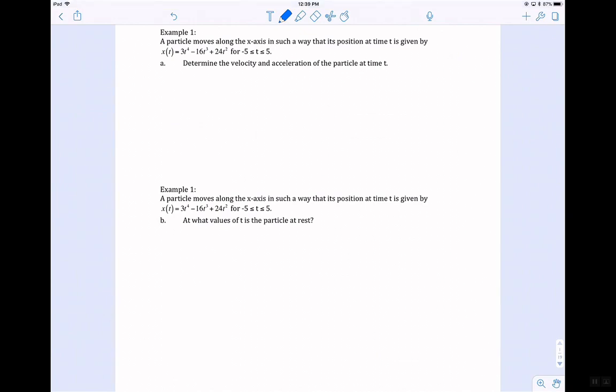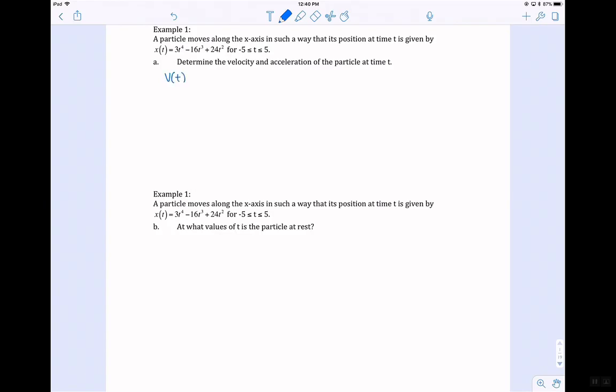A particle moves along the x-axis in such a way that its position at time t is given by that equation from -5 to +5. Determine the velocity and acceleration of the particle at time t. So velocity and acceleration of the particle, I want to take the derivative. So remember that the derivative of position is velocity and the derivative of velocity is acceleration.